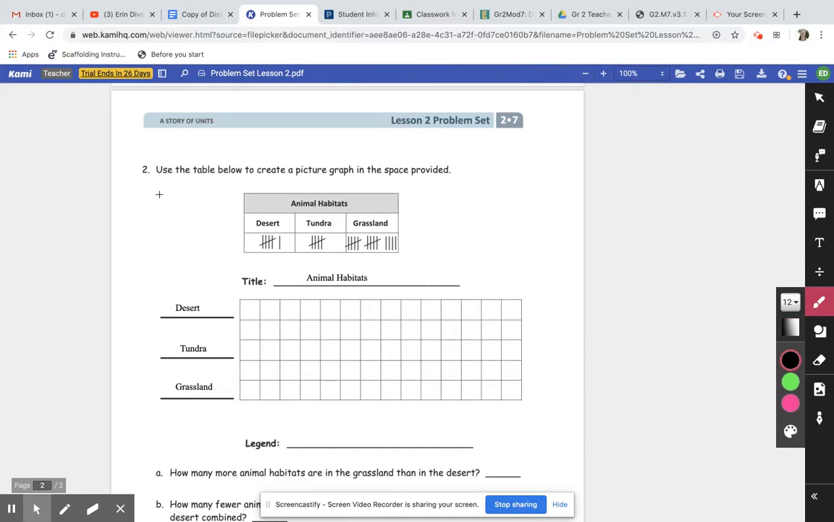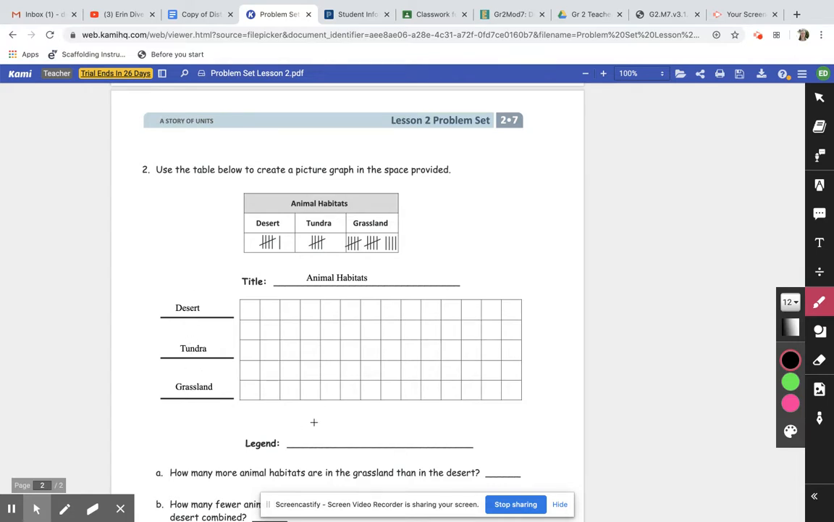We are finishing up lesson 2 problem set, on page 2, and we are going to look at this first problem here. It says, use the table below to create a picture graph in the space provided. So it gives us this table, and it gives us our picture graph, and I've done a couple things to just set this up. I've written in my title. Our title here is Animal Habitats, the same as our table.